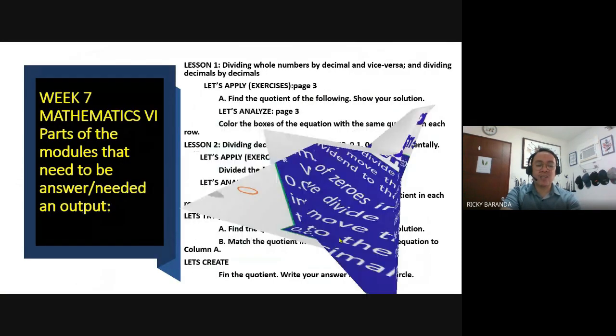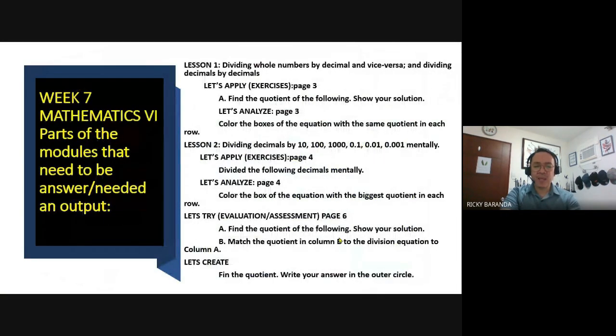Okay, for lesson 1, for your module number 7, these are the parts of the module that you were going to answer. Lesson 1, dividing whole numbers by decimals and vice versa, and dividing decimals by decimals. So you have there, let's apply and let's analyze. So you were going to answer that one. In lesson 2 naman, dividing decimals by tens, hundreds, and thousands. Likewise, doon sa ginawa natin kanina, you were going to answer let's apply and let's analyze.